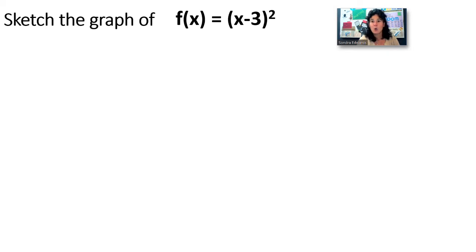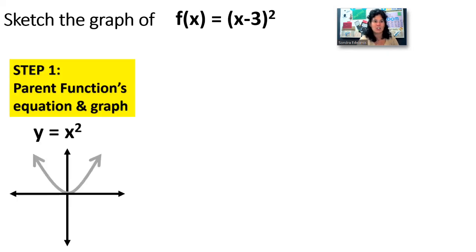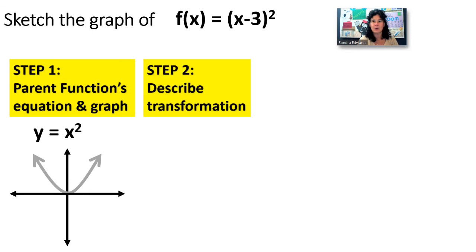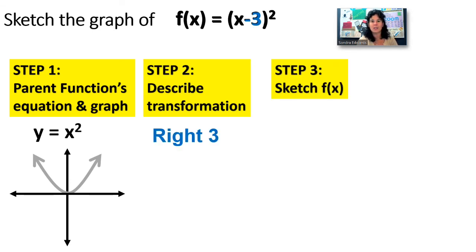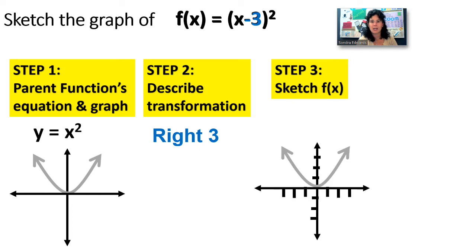X minus 3 quantity squared. Parent function is still y equals x squared. Minus 3 inside of grouping symbols is right 3. So if I take that parent function and drag it right 3, we have the graph of y equals x minus 3 quantity squared.